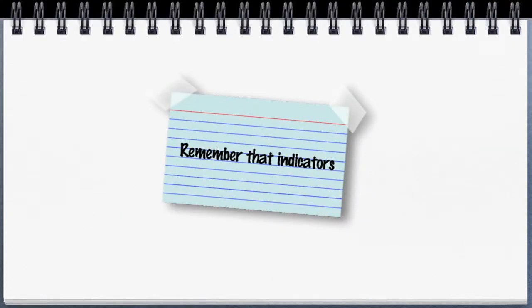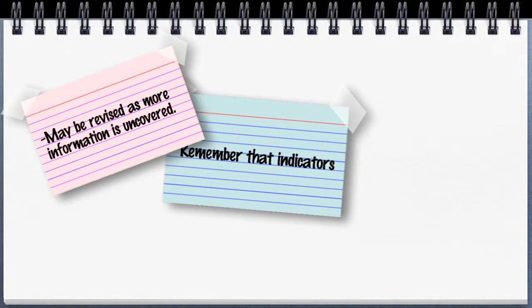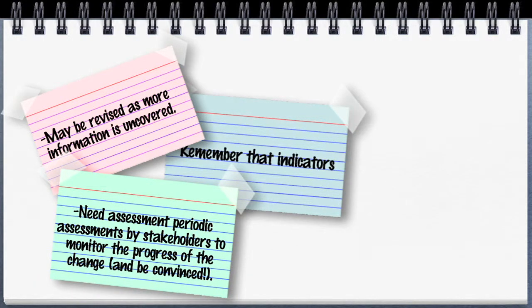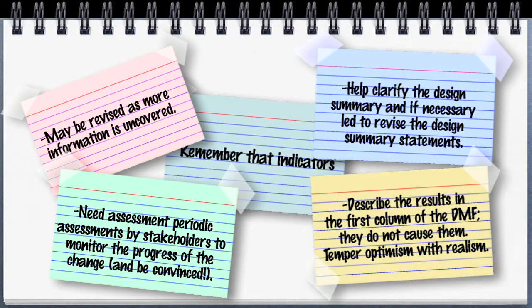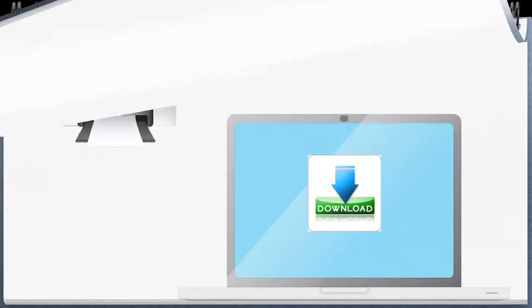Remember that indicators may be revised as more information is uncovered. Need periodic assessments by stakeholders to monitor the progress of the change and be convinced. Help clarify the design summary and, if necessary, lead to revise the design summary statements. Describe the results in the first column of the DMF. They do not cause them. Temper optimism with realism.